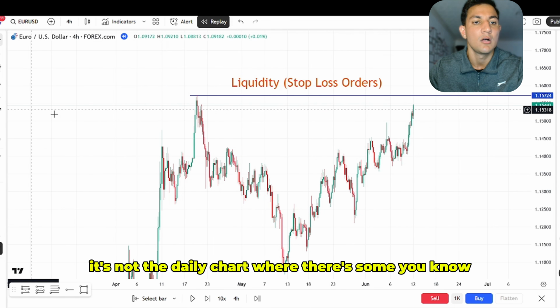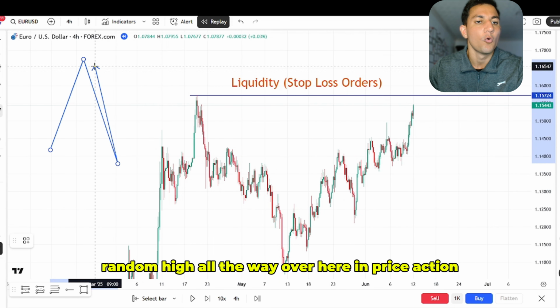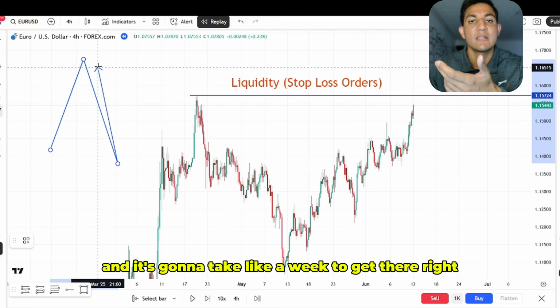It's not the daily chart where there's some random high all the way over here in price action and it's going to take like a week to get there, right?